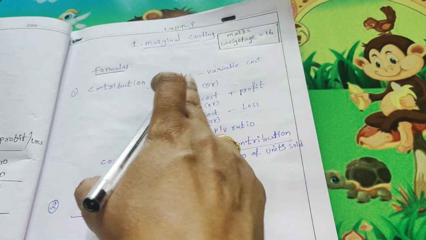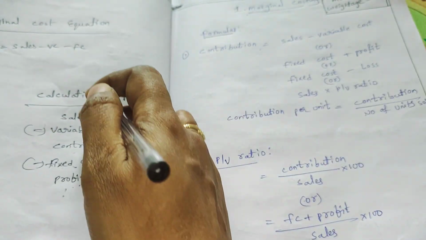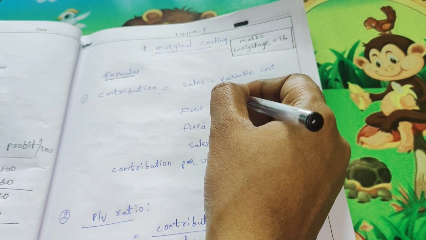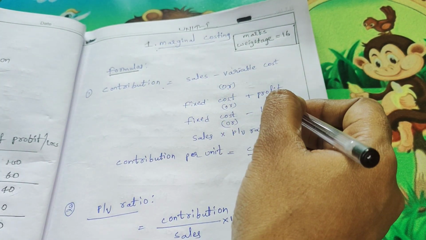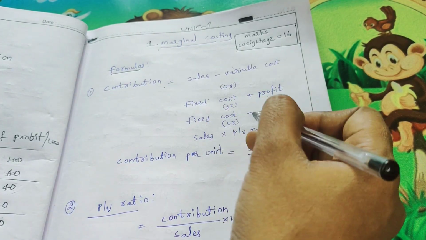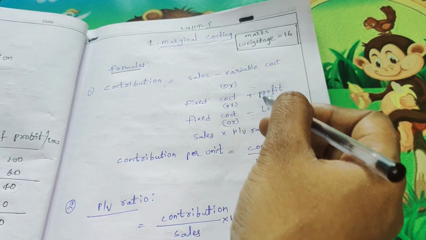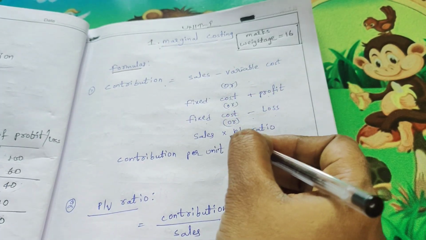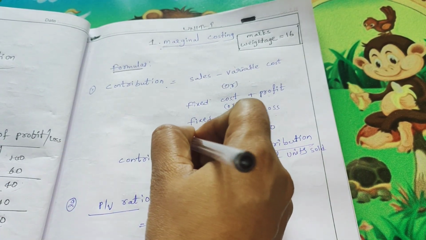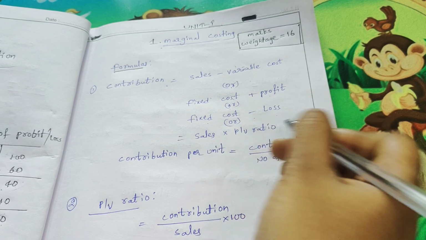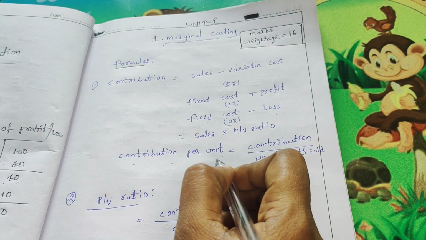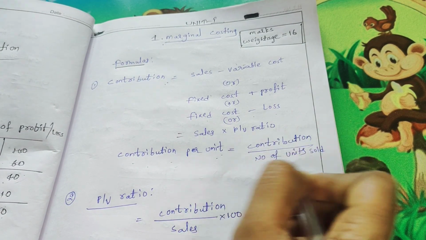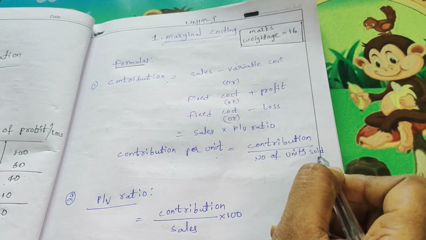Here we have formulas regarding contribution. Sales minus variable cost is equal to contribution. Or fixed cost plus profit gives contribution. If it is loss, fixed cost minus loss. These three formulas depend on the marginal cost equation. And one more formula: contribution is equal to sales into PV ratio. If you want to calculate the contribution per unit, we can use this formula: contribution divided by number of units sold.